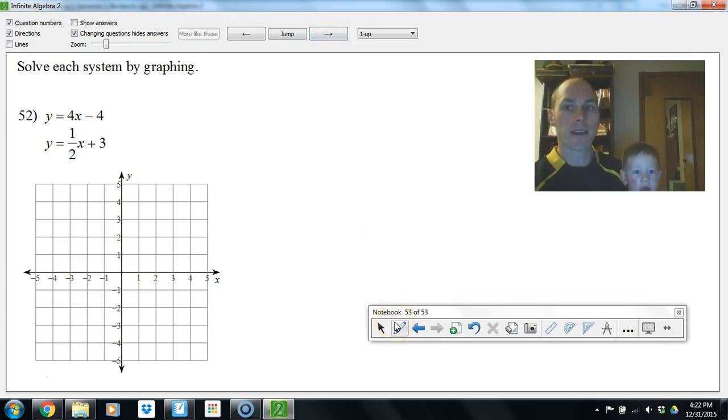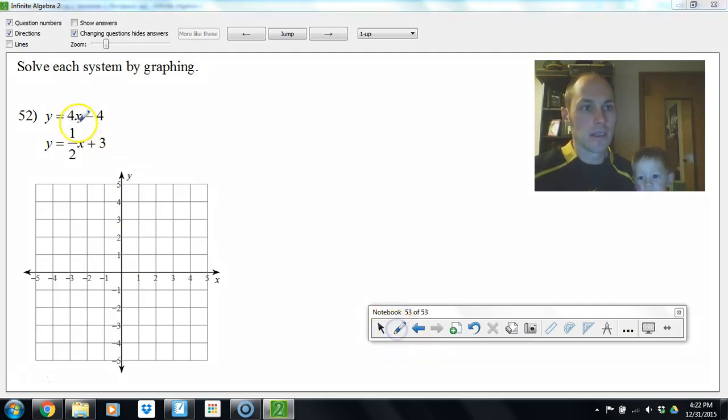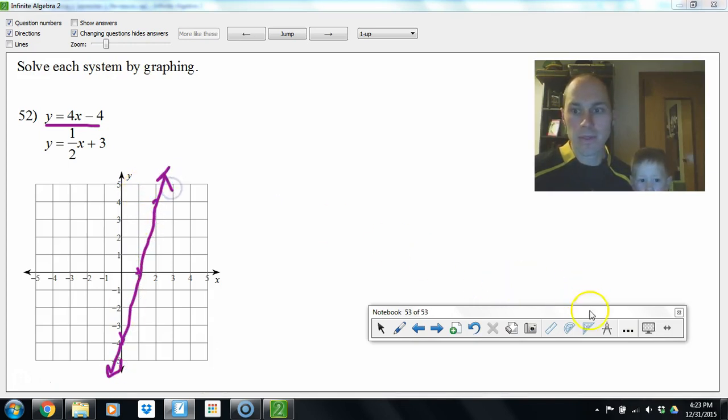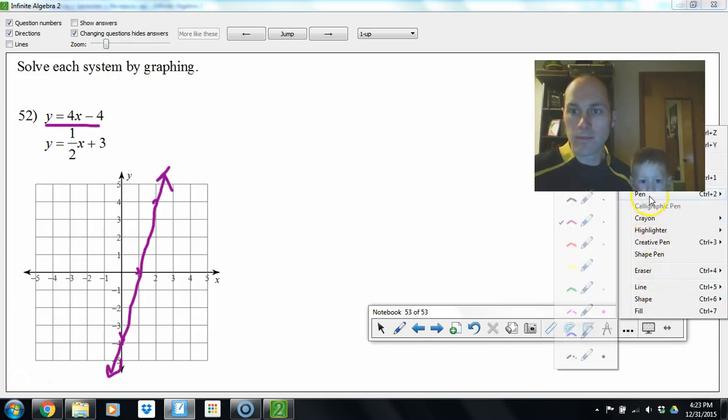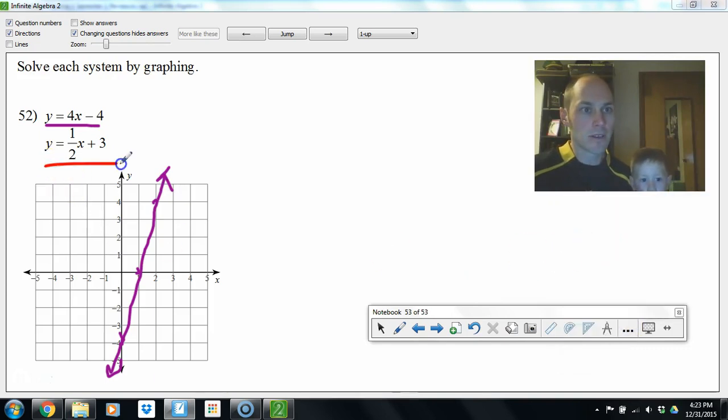Solve the system by graphing. So we need to graph both equations and find out where they cross. They're both in slope-intercept form. This one, the intercept is negative 4. Slope of 4: 1, 2, 3, 4 over 1. Okay, we play connect the dots, and somewhat good line. And then we graph the other one, that one in red. So intercept of 3, slope of 1/2, up 1/2.